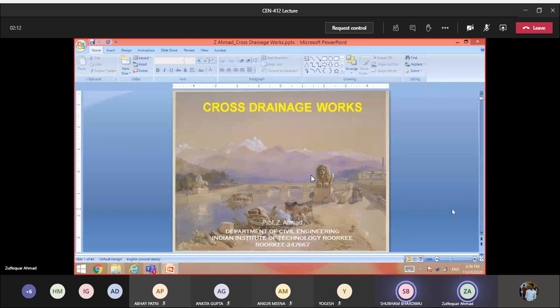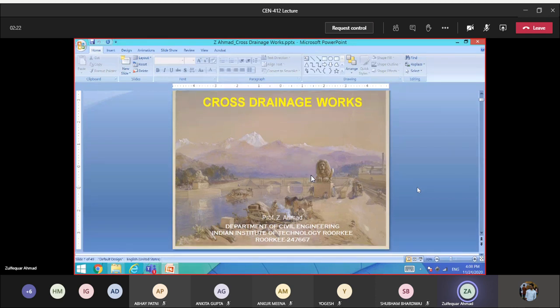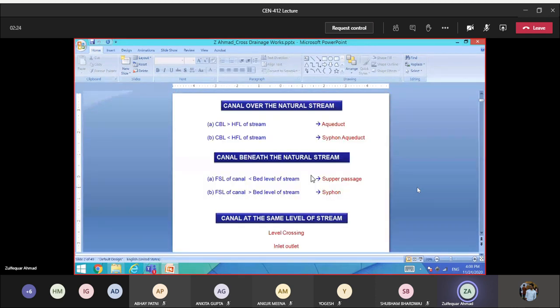Yes, sir. Okay. The introductory part we had discussed in the previous lecture regarding the various types of cross drainage works. So depending on the canal bed level, the full supply level of the canal, the bed level of the drain or the river, or you can say stream, and the HFL of the river, the type of cross drainage works is defined, right?